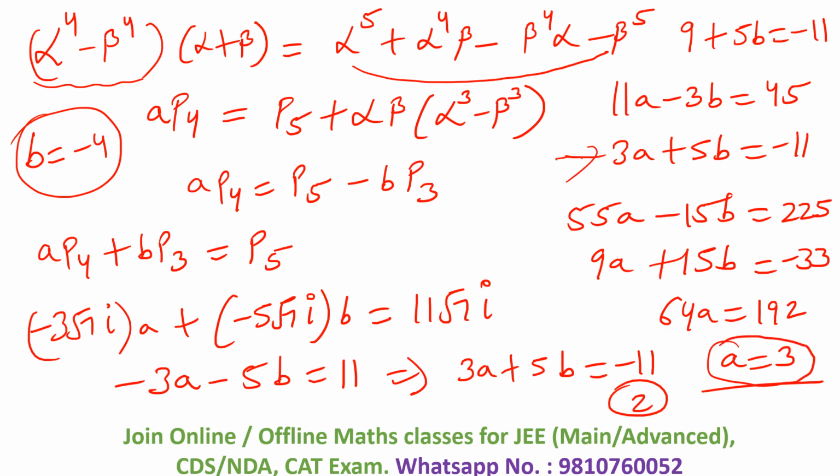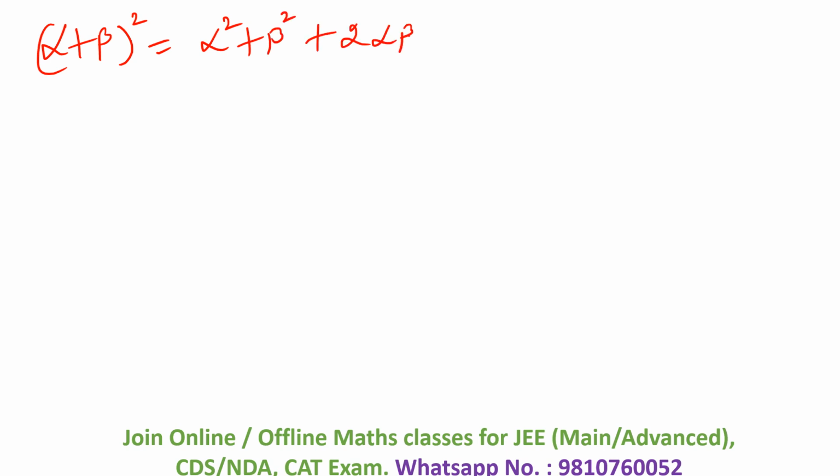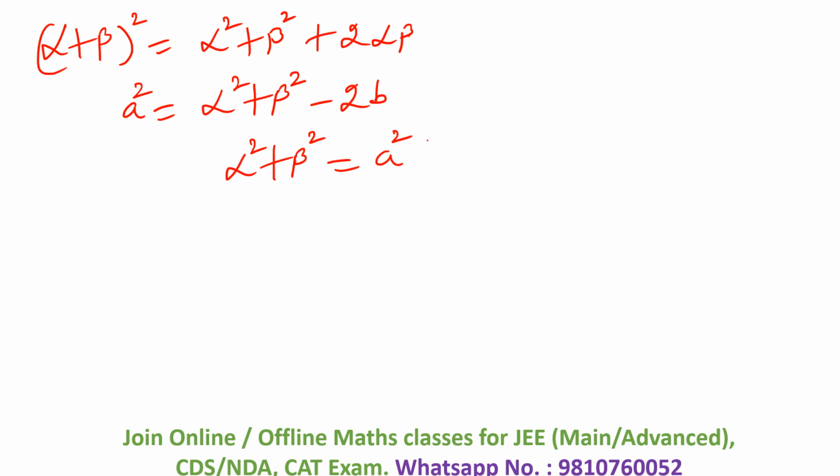Now b is equal to minus 4 and a is equal to 3. Now we will be using both of the values to find the value of mod of alpha power 4 plus beta power 4. Now students, we know that alpha plus beta whole square can be written as alpha square plus beta square plus 2 alpha beta, right? Now what is alpha plus beta? It is a, so this becomes a square equal to alpha square plus beta square. What is alpha beta? It is minus b, so this is minus 2b. So from here we get the value of alpha square plus beta square as a square plus 2b.